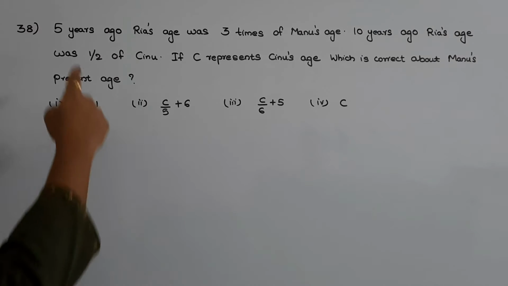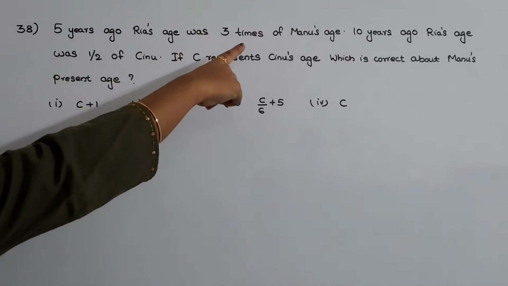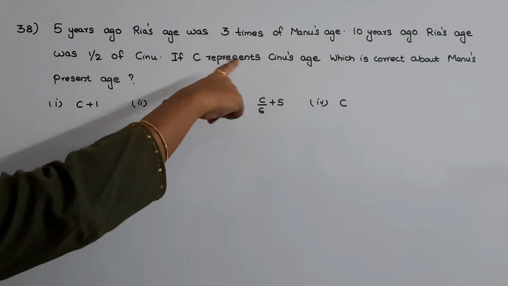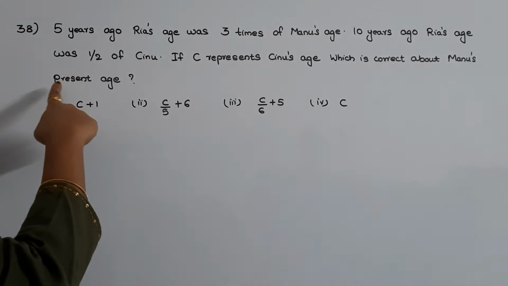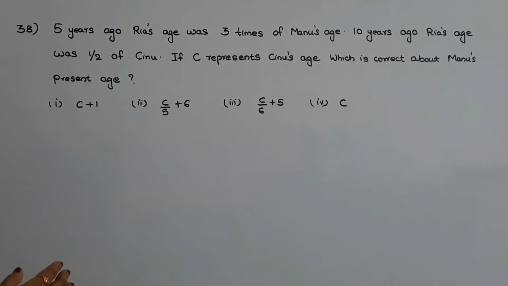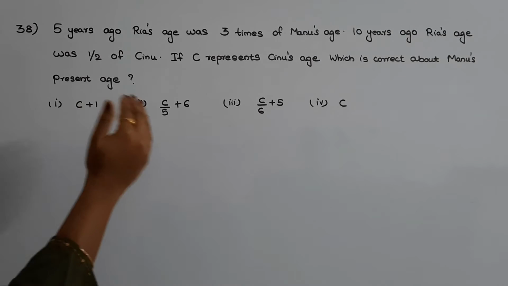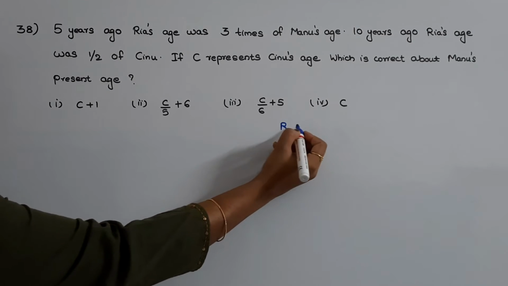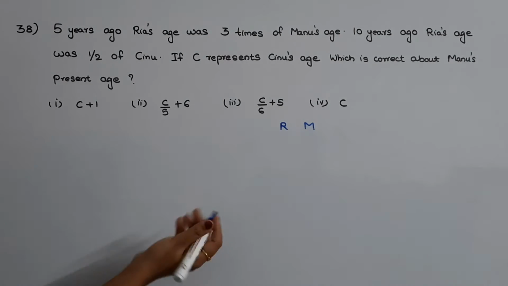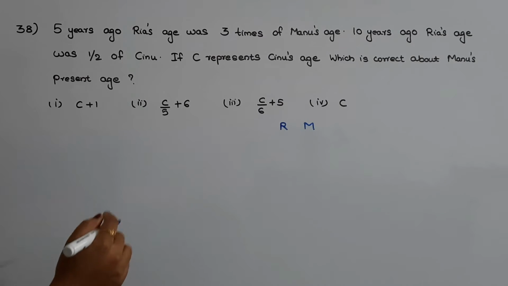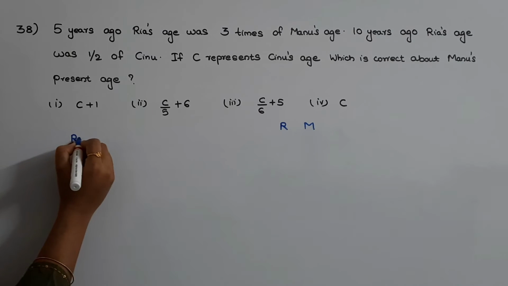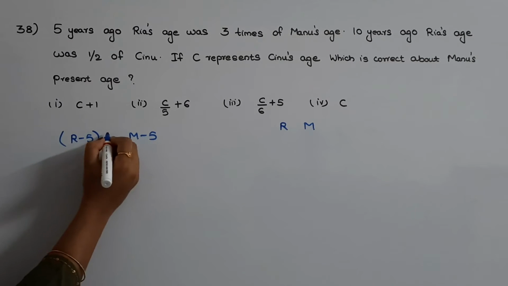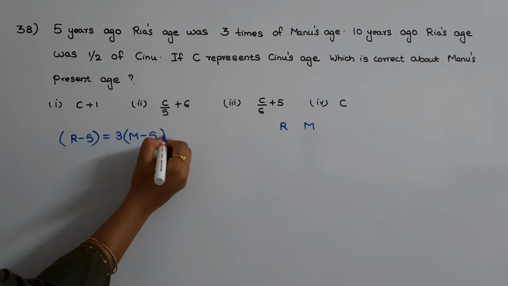The next question is, 5 years ago Riya's age was 3 times of Manu's age. 10 years ago Riya's age was 1 by 2 of Sinu. If C represents Sinu's age, which is correct about Manu's present age? So in this question they are telling that 5 years ago Riya's age was 3 times of Manu's age. Okay, so if we consider present age of Riya as R and Manu's as M, then 5 years ago what will be their ages? 5 years ago Riya's age will be R minus 5 and Manu's age will be M minus 5.